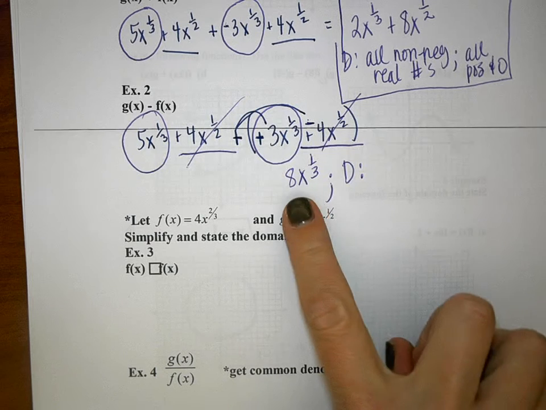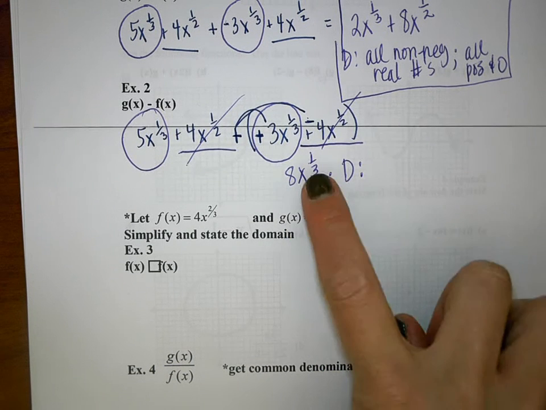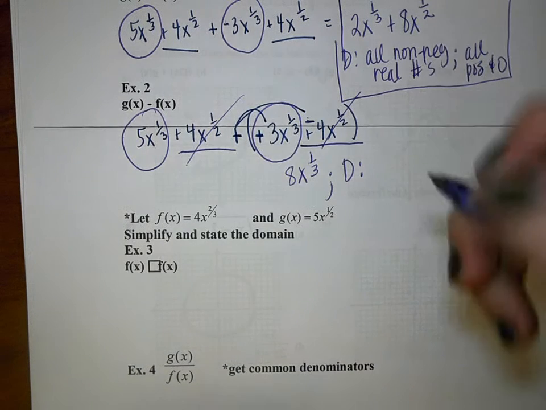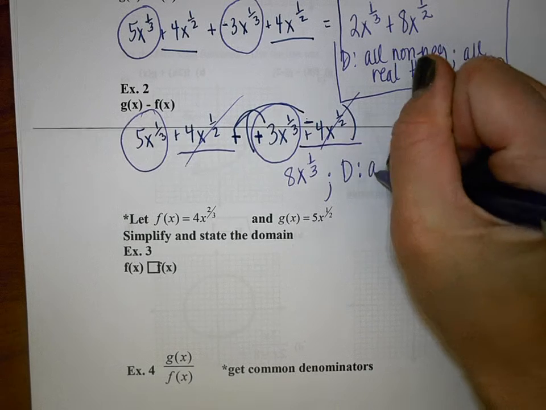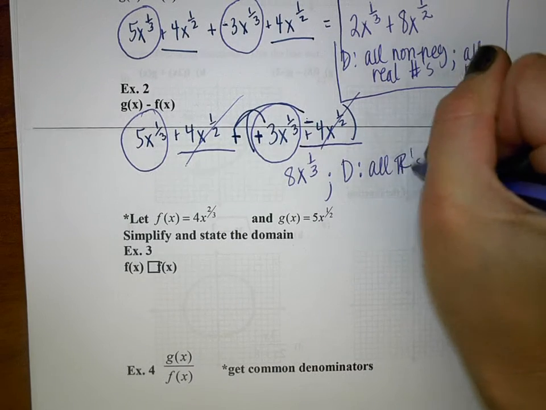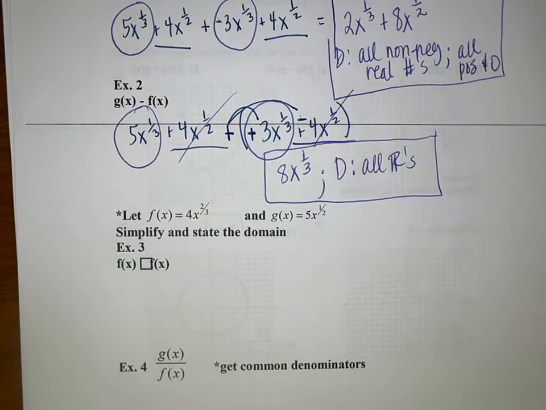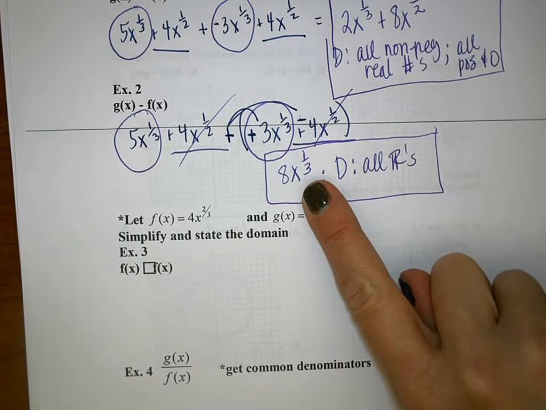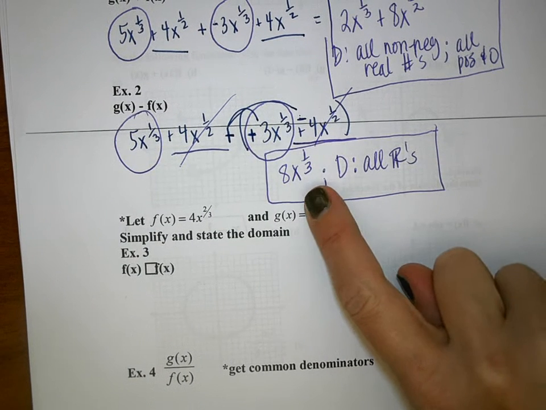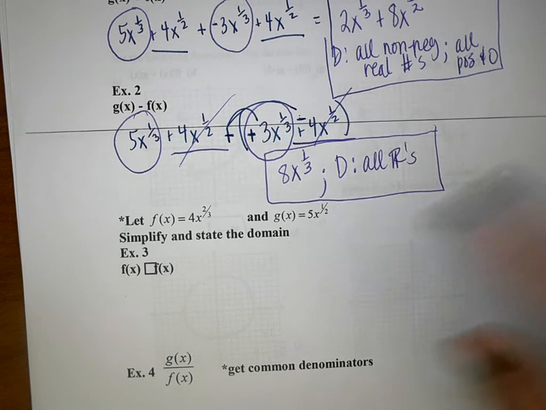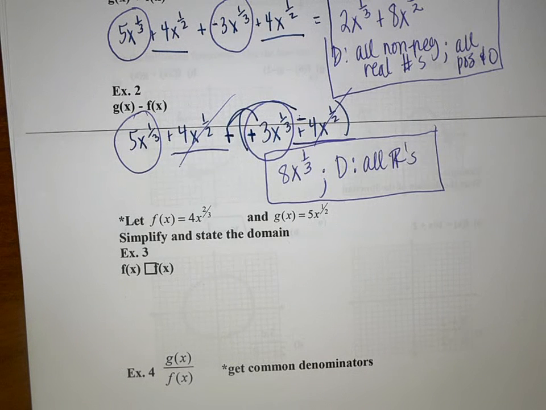What values could x be? Since I have a cubed root, I can have both positive and negative numbers. So that means on this one, my domain is just all reals. And that's it. That's your answer. Again, this one, because it's a cubed root, we can have positives and negatives. If this had been an even root, like 2, then it would have to be all non-negative real numbers.